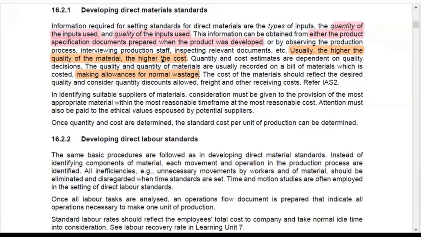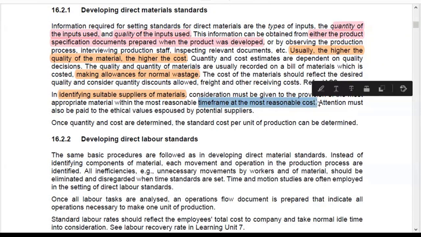So do you guys see? I'm just giving you those factors. Another thing is that you need to identify your suitable suppliers for your material. Can they deliver within the time frame that they said they will, at the price that you are paying? You now need to also look at your suppliers.